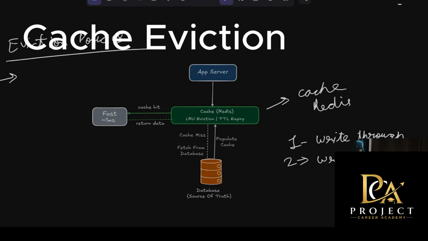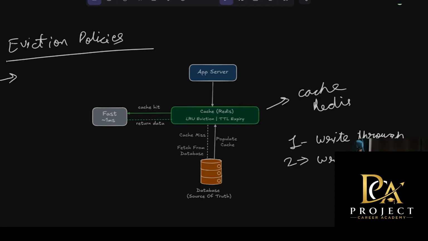LRU basically stands for removing the items that haven't been accessed for the longest time. This is one of the most efficient cache eviction strategies. There's another one called LFU, which is the least frequently used, where we remove the items that have been accessed the least number of times. It works well when certain records are consistently more popular than the others. We also have TTL, which basically assigns some time to each entry, and once the timer expires, the entry is automatically removed.